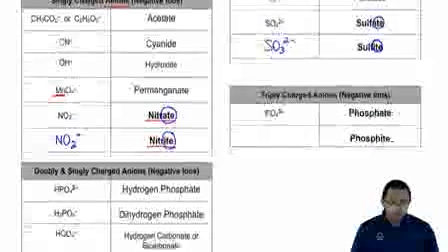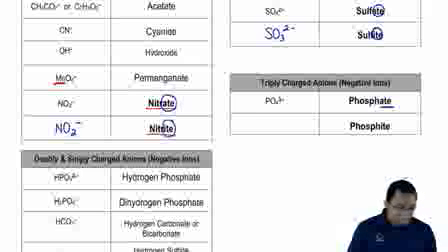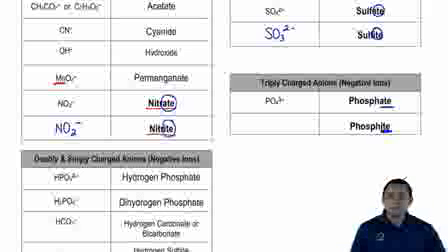Next, we're going to move to our triply charged anions. Again, they're both in bold. We have ate, we have ite. So if phosphate is PO4 3-, remove an oxygen, that gives us phosphite. Charge does not change. Only thing that's changing is the number of oxygens.